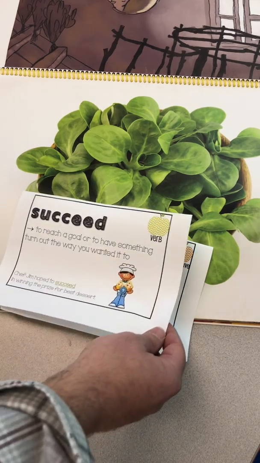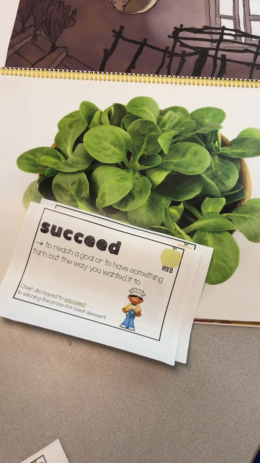When you succeed, you reach a goal, or you have something turned out the way you wanted it to. All right, so do a little dance to show us you've succeeded. Chef Jim hoped to succeed in winning the prize for the best dessert. So he's in a contest, everyone's bringing a dessert. He wants to succeed, or accomplish his goal of having his be chosen as the best.